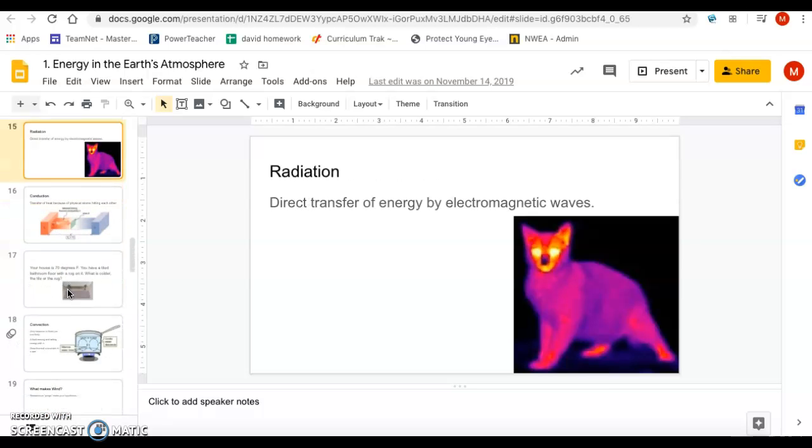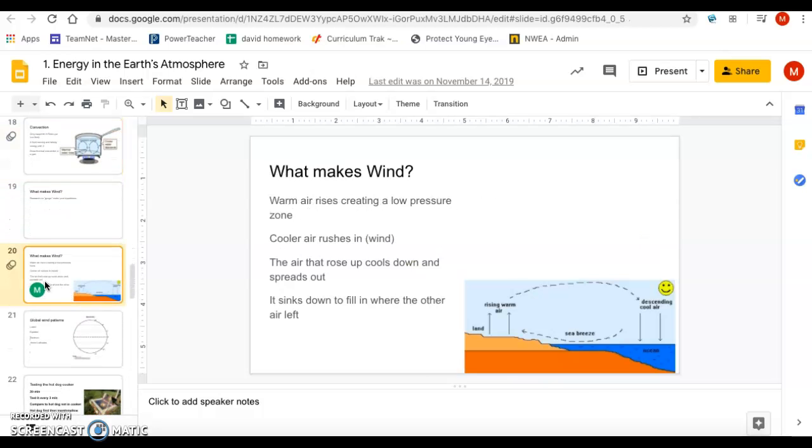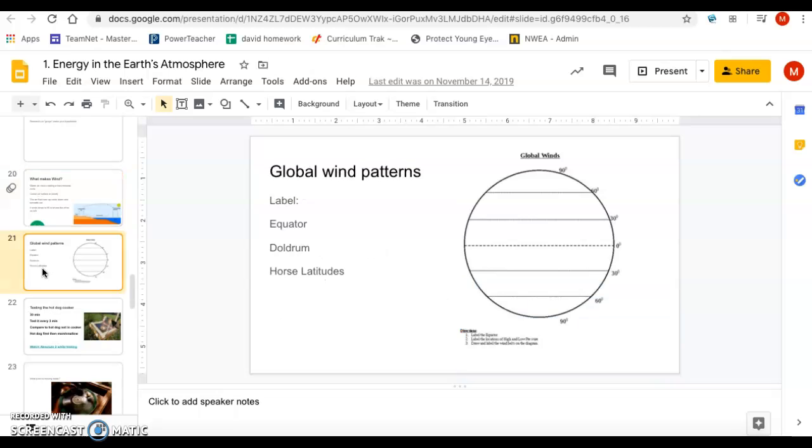Okay, let's see here. Moving on. All right, how wind is made. Global wind patterns. This is a big one that they really had to learn to be able to do their presentations that they did later on.